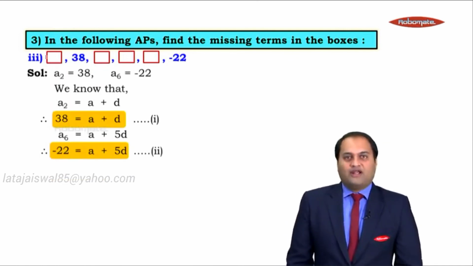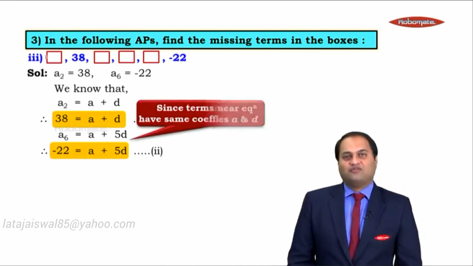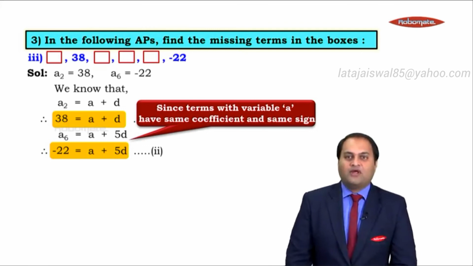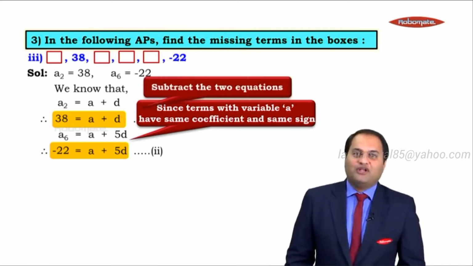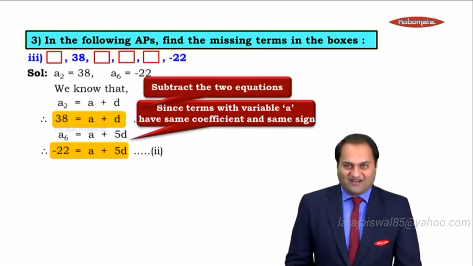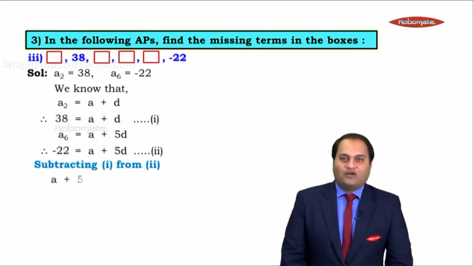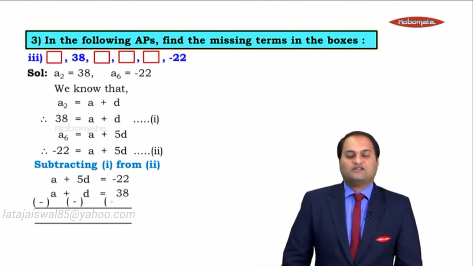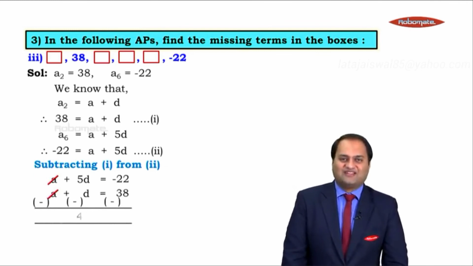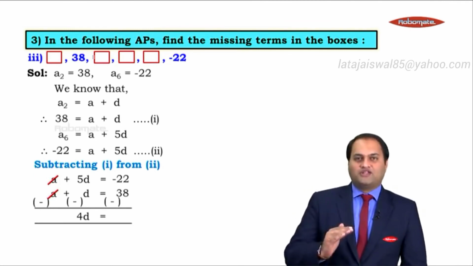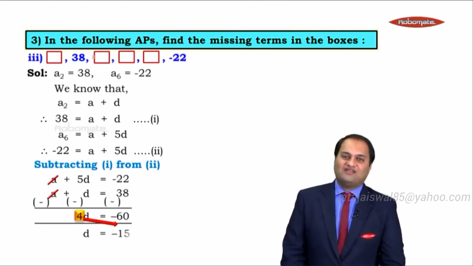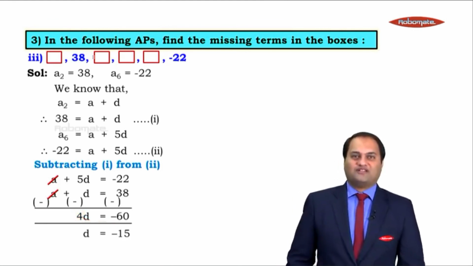So we get linear equations in two variables. We can solve them. By the method, the coefficient of A is the same, the signs are also the same, so we need to subtract. Same signs, subtract, right? Subtracting 1 from 2, equation number 2 comes first, then comes equation number 1. Don't forget to change the signs. A and A get cancelled, you get 4D, minus 22 minus 38 is minus 60, right? You get D is equal to minus 60 upon 4, that's minus 15.